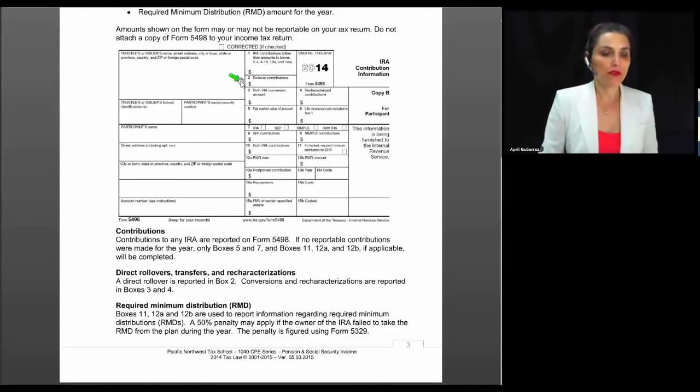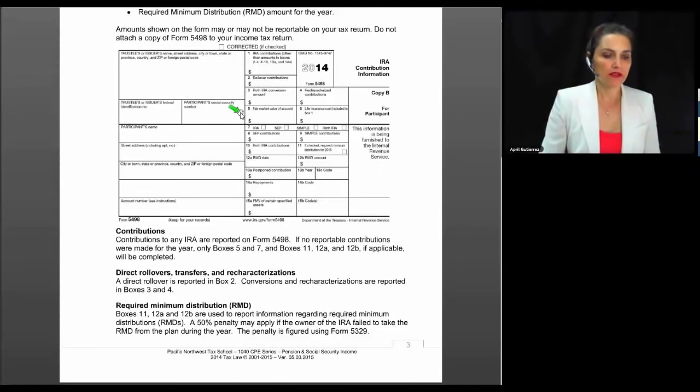And if you made a rollover contribution, that is, you rolled money from one retirement account into this account, then it would be indicated in box 2. If you do a Roth conversion, it means you took money from a traditional IRA or from a 401k plan and you rolled it into the Roth account, and that becomes a Roth conversion.